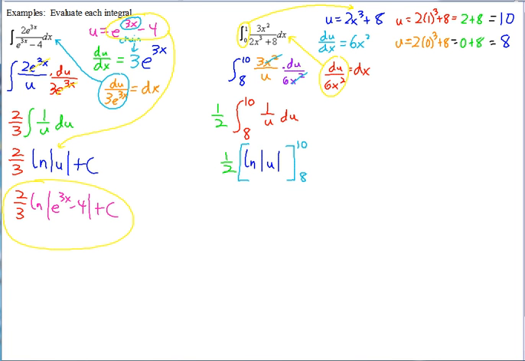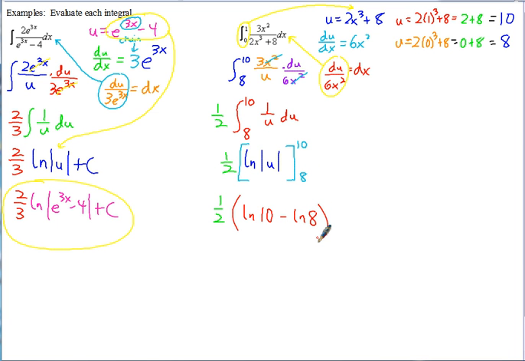So you've got a 1/2 in front, then you substitute in the upper limit, you get the natural log of, well, the absolute value of 10 is just 10. If it was a negative number, it would change it to positive. That's already positive. And then minus, you plug in the lower limit, you get the natural log of 8.